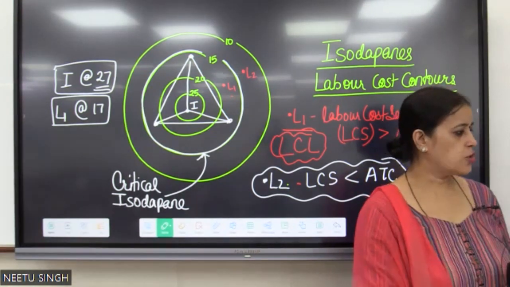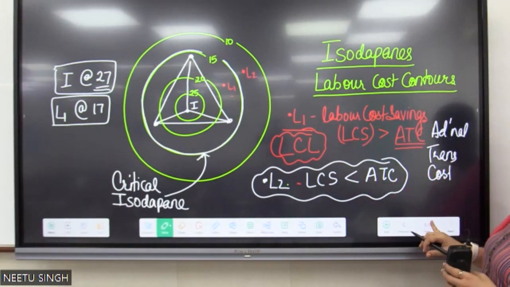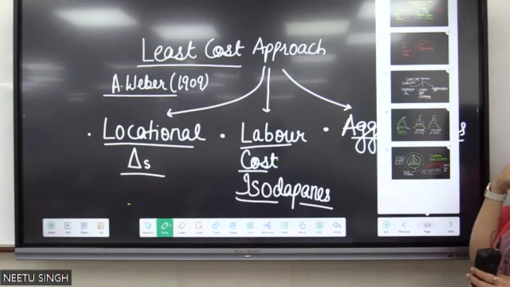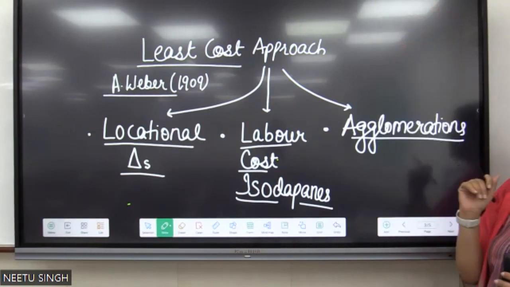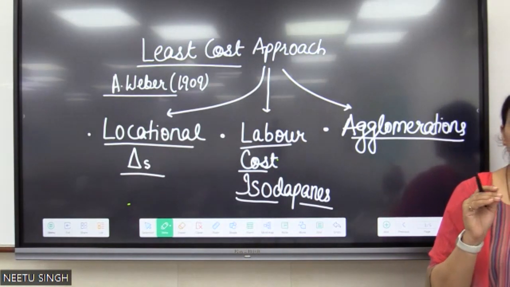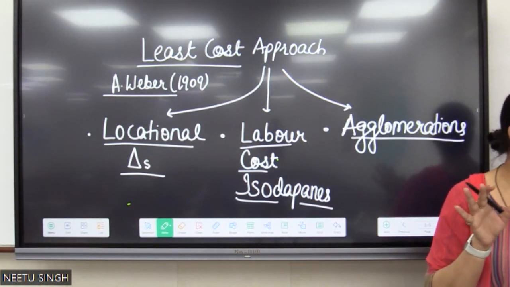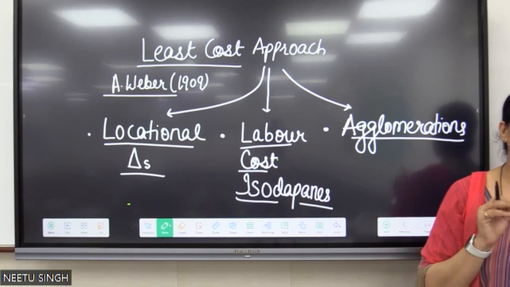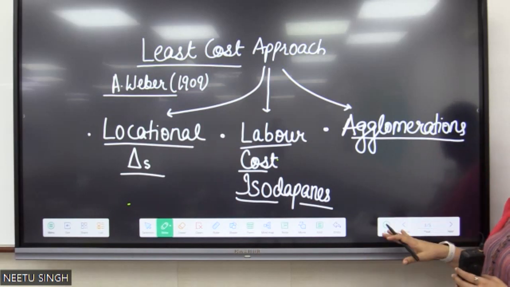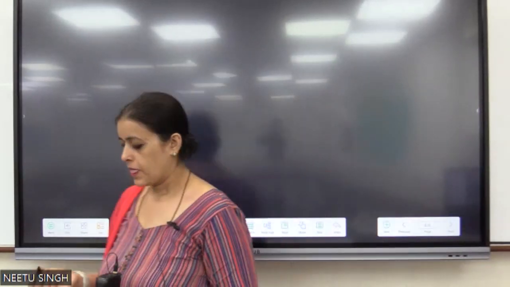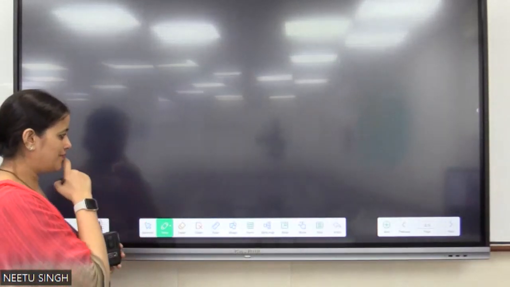I go to page 1 where we have taken the development of this concept. What is the least cost approach of Alfred Weber comprised of? The least cost approach of Alfred Weber is the study of locational triangles. We are done with it. Labor cost isodopanes. We are done with it. Now we want to talk about agglomeration, right? Okay. What is meant by agglomeration?